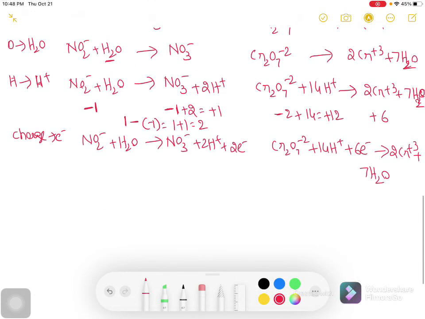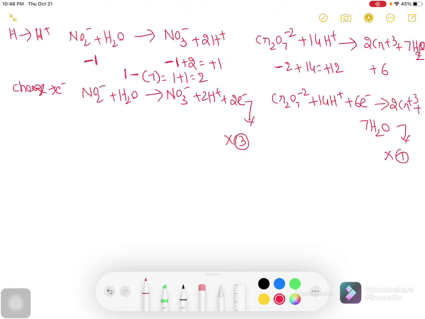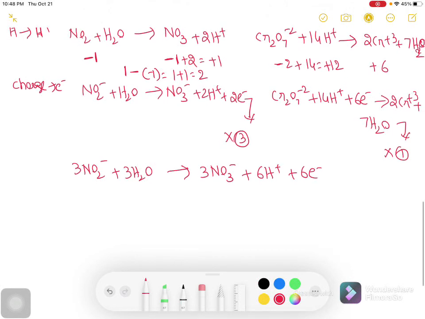For that, we have to equate the number of electrons. In the first equation, oxidation has 2 electrons, reduction has 6 electrons. By multiplying the first equation with 3, we get 6 electrons. In the second, already 6 electrons are there, so no need to multiply, simply take it as it is. Multiplying by 3: 3NO2 minus plus 3H2O gives 3NO3 minus plus 6H plus plus 6 electrons. And the second equation: Cr2O7 minus 2 plus 14H plus plus 6 electrons gives 2Cr plus 3 plus 7H2O.